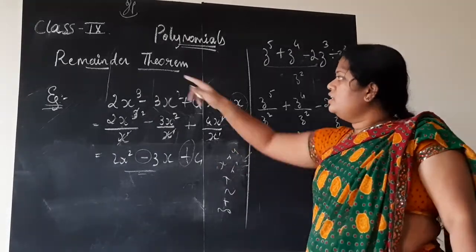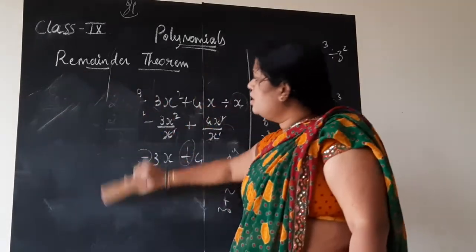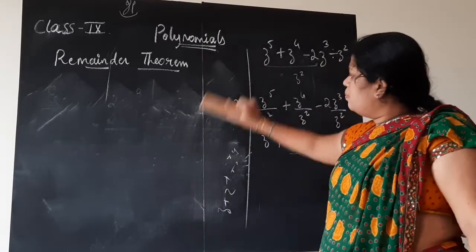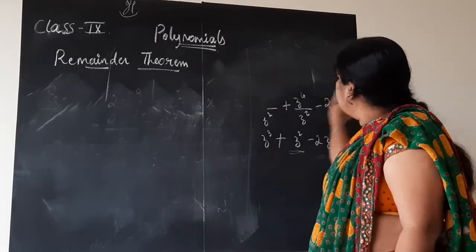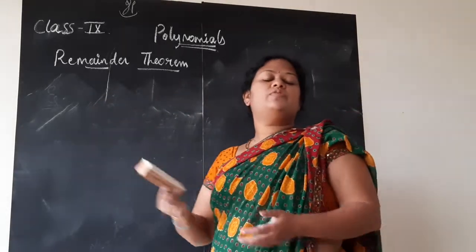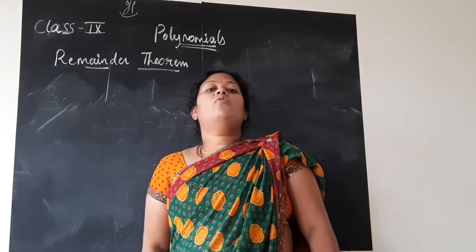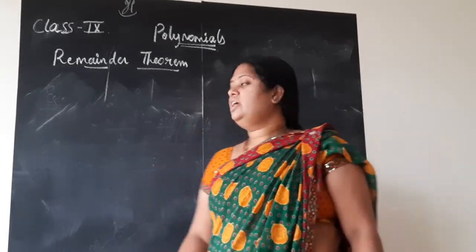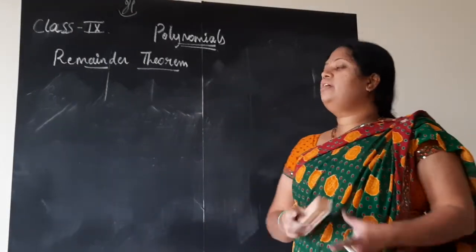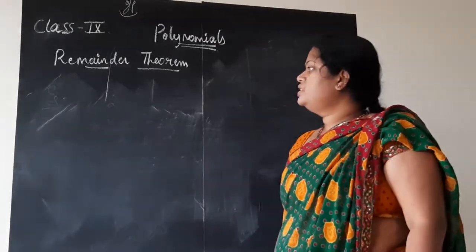So next under remainder theorem, we are going to study division problems. But here the polynomials will be divided by binomials, children. In both the examples which we did just now, the binomial was divided by only a monomial. But here a polynomial will be divided by a binomial. So let us study how to understand that.